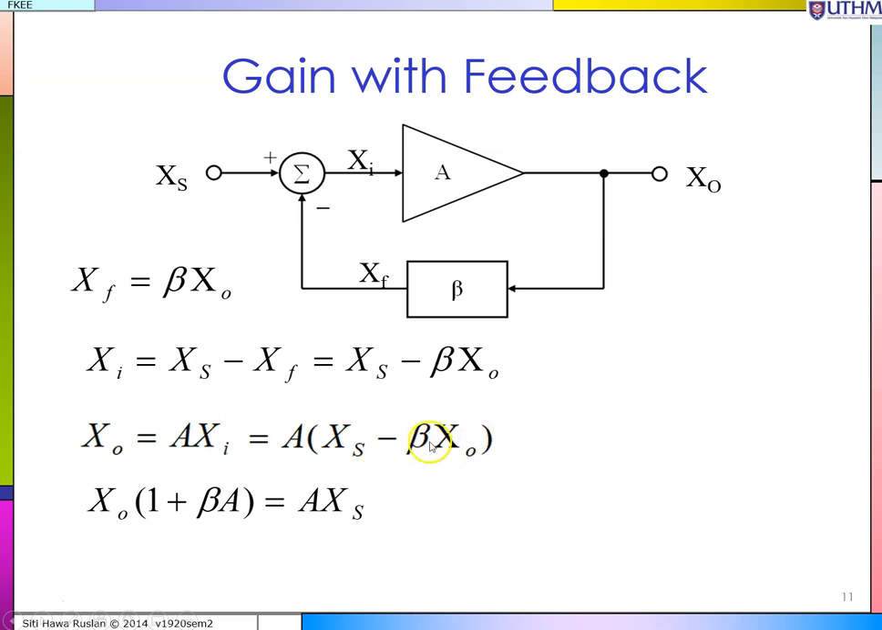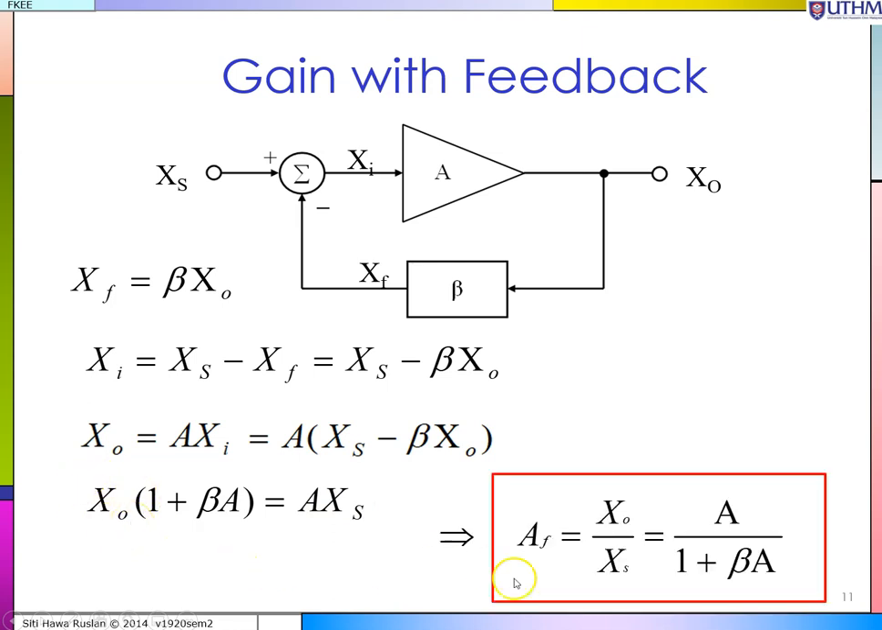Then you have an XO term on both sides, so I bring this to this side and factor it out. XO in bracket is 1 plus beta A, because you have A multiplied with beta, and it equals A multiplied with XS. What we want to find is XO over XS, which is the overall gain with feedback. Simplify it, so your AF equals XO over XS equals A divided by 1 plus beta A.